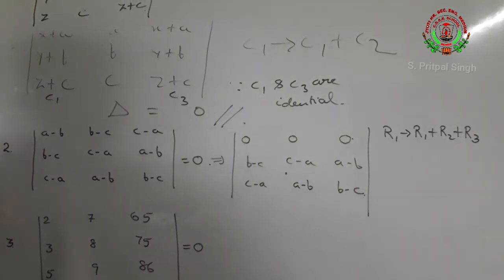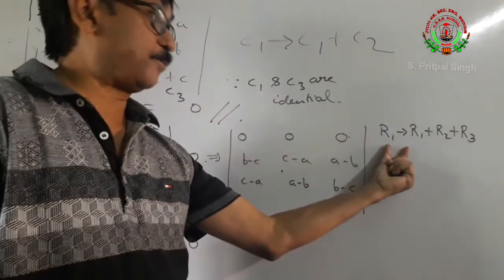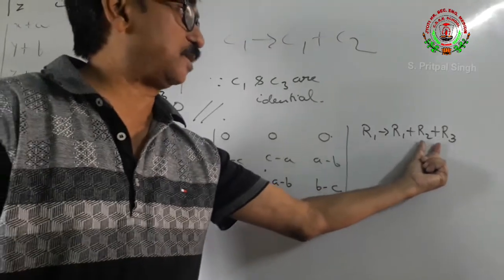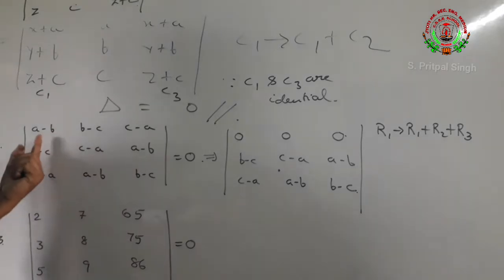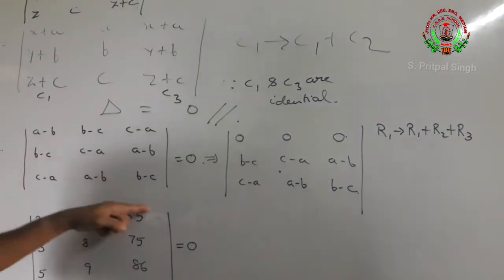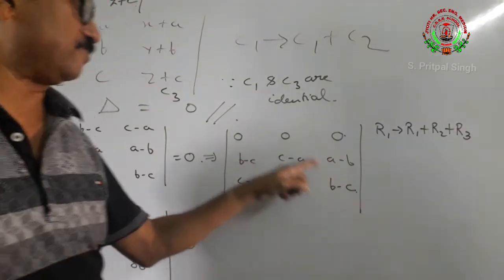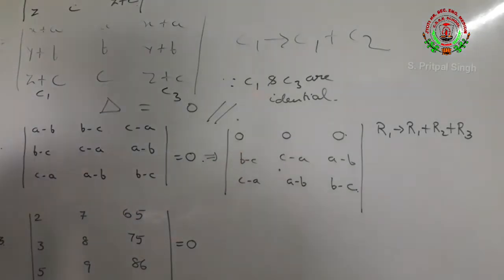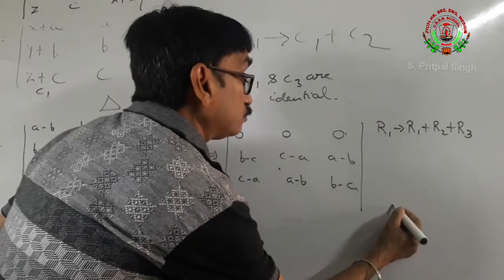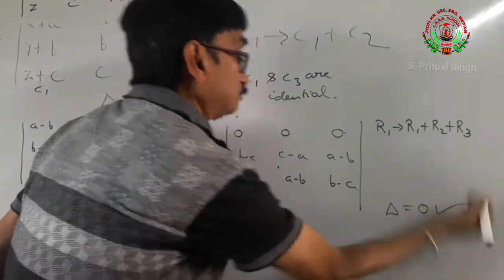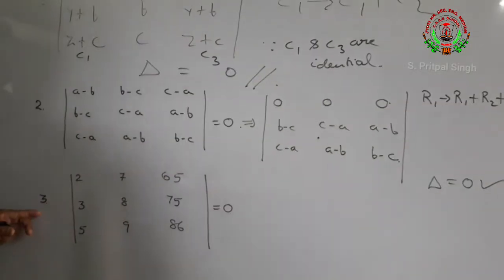We can see that here I have applied the property R1 equals to R1 plus R2 plus R3. So only the R1 elements are going to be operated, rest all the elements are as such. And we have studied the property that if all the elements of any row or column are 0, then the determinant value will be equals to 0. Now we come to the third question.